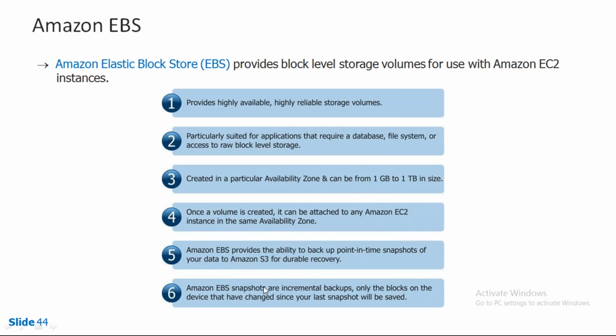Then Amazon EBS snapshots are incremental backups. We'll understand what incremental means in a few slides. Only the blocks on the device that have changed since your last snapshot will be saved. Don't worry, we will understand this point in another slide.